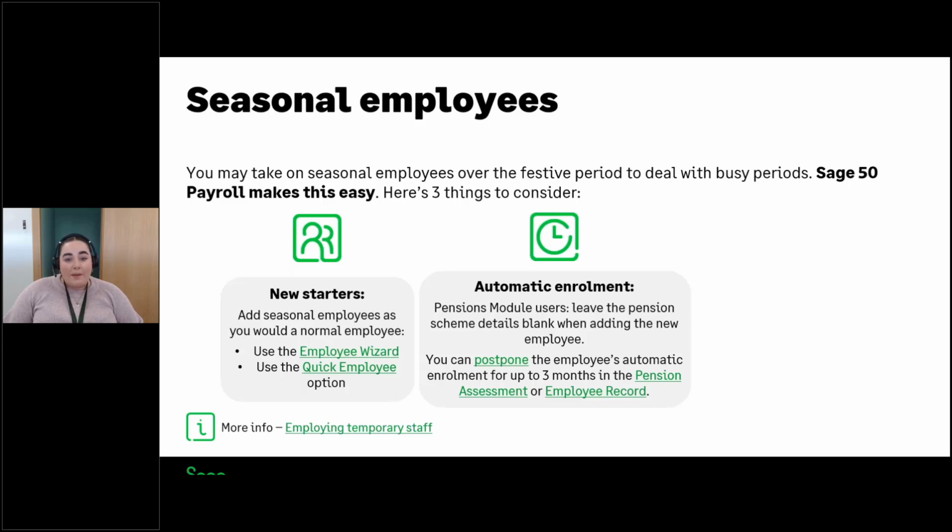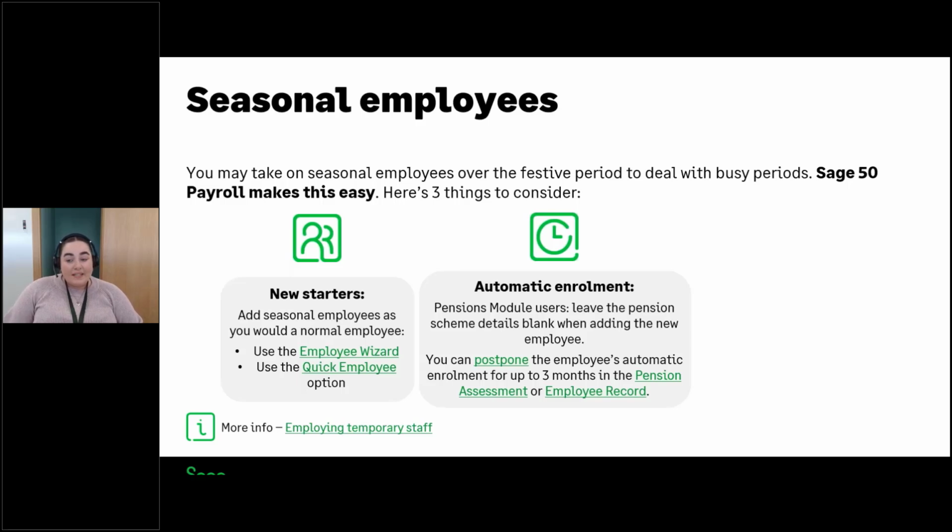It depends on whether or not you use the pensions module. If you do use the pensions module, what we'd advise is leaving the pension scheme blank when you add the new starter. So don't add a pension scheme for them. Then once you run the pension assessment for them, you can postpone them in there. But in another scenario, if you don't use the pensions module, you can postpone an employee in the employee's record. That'll be in the pensions tab. You will have a postponement expiry date field, and you can enter the last date of the postponement period there.